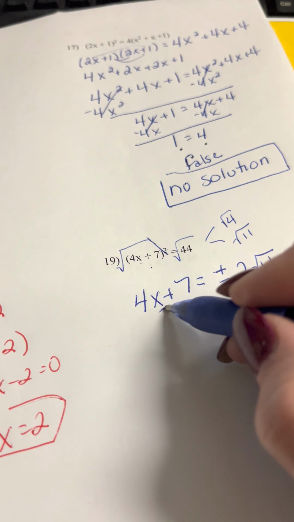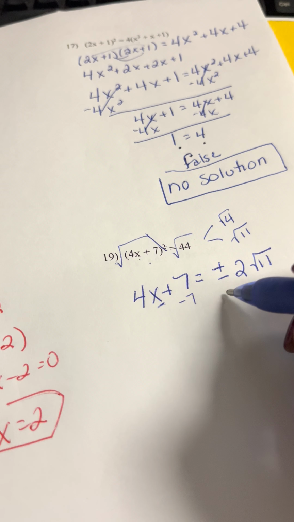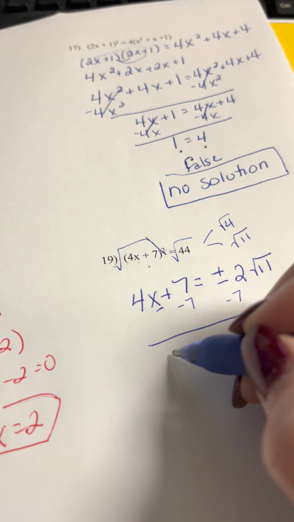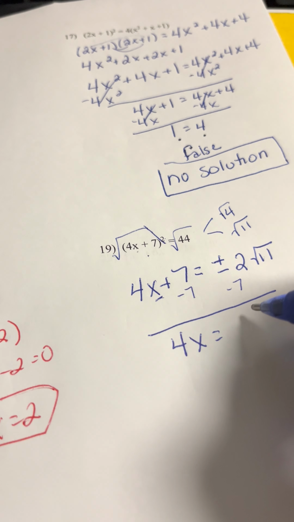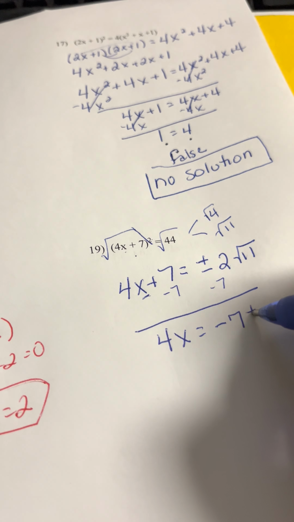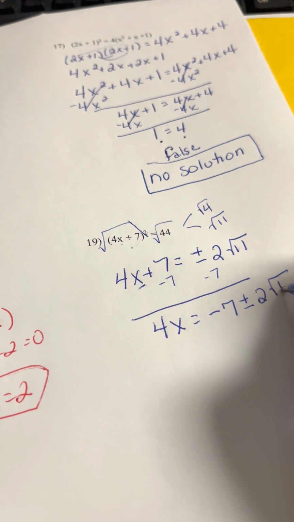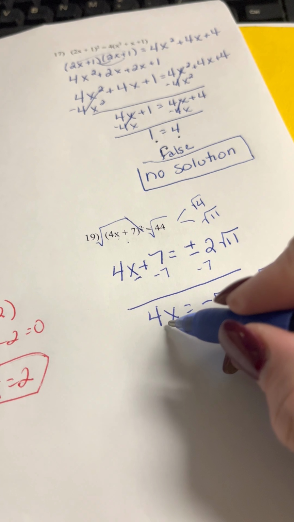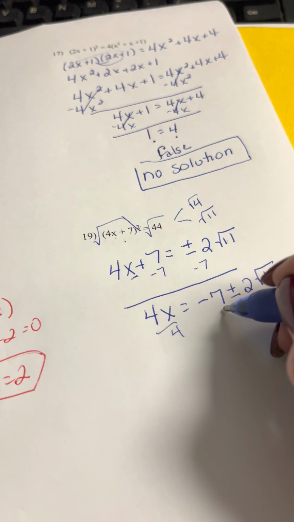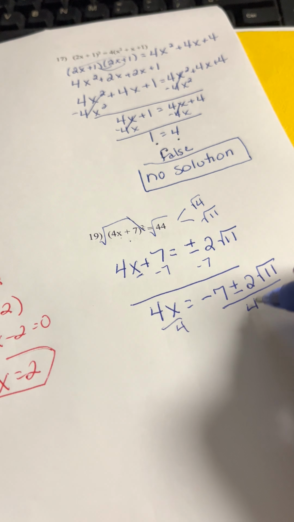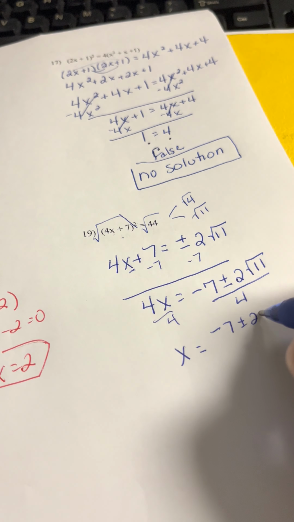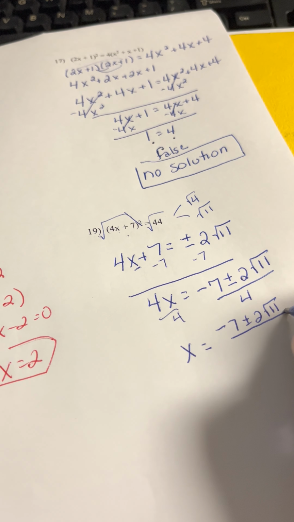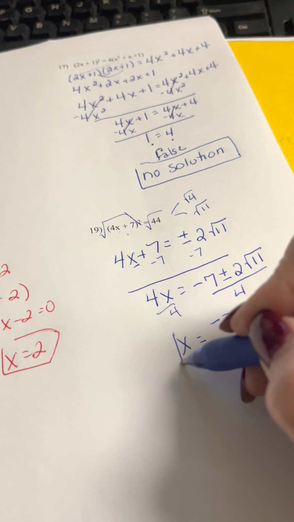And then I still need to get x by itself, so I'm going to subtract 7. And of course, on the right-hand side, we can't combine something with a radical and something without a radical. So it's going to be negative 7 plus or minus 2 square roots of 11. And then to finish this up, we're going to divide by 4, and we're going to divide this whole thing by 4. Make sure your fraction bar takes up everything. And this is a fine answer.